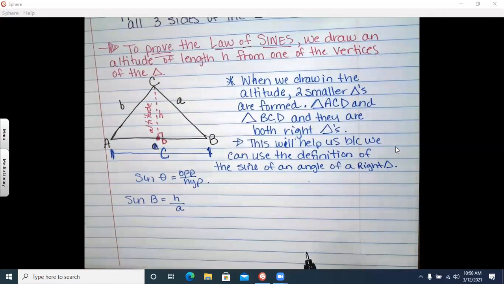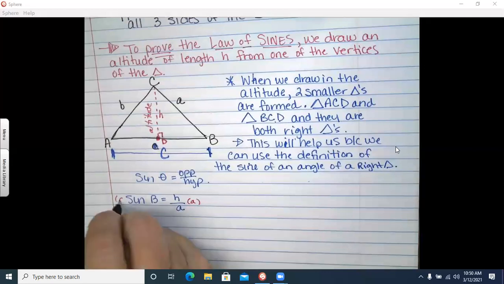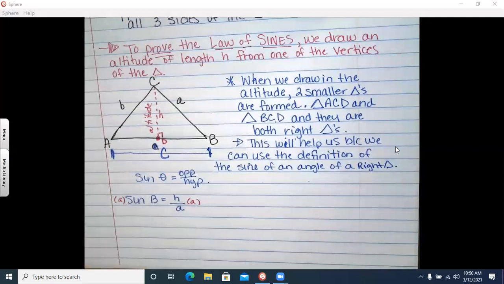All right. Well, what I'm going to do now, because I'm trying to prove this, I'm going to isolate the H. I want to get H by itself. So if I want to do that, what could I do first? Multiply everything by A. So that gives me A times the sine of B equals H, right? Or we could say H equals A times the sine of B.